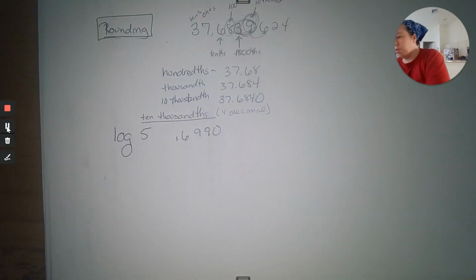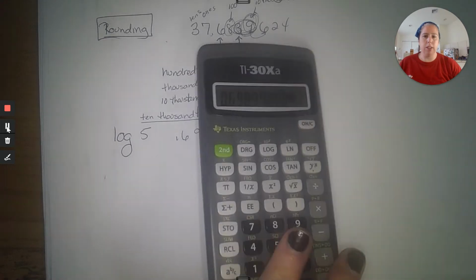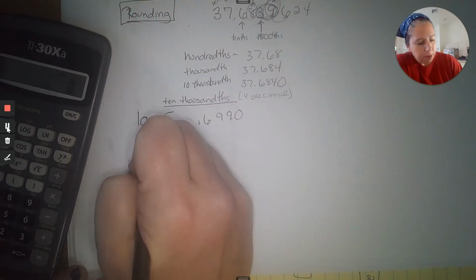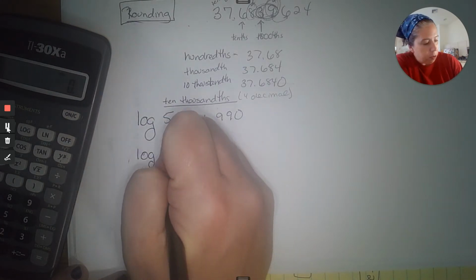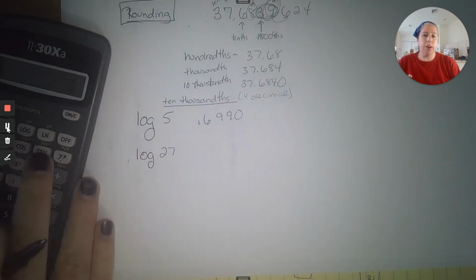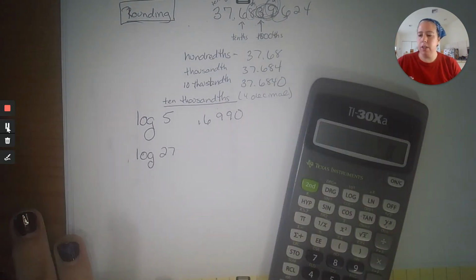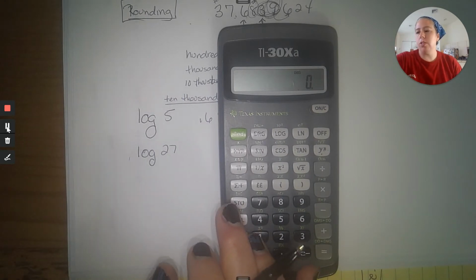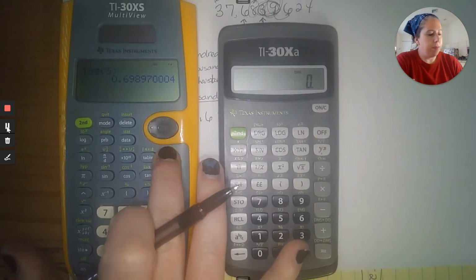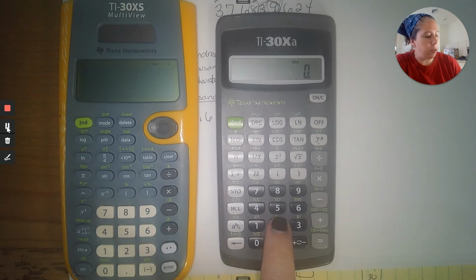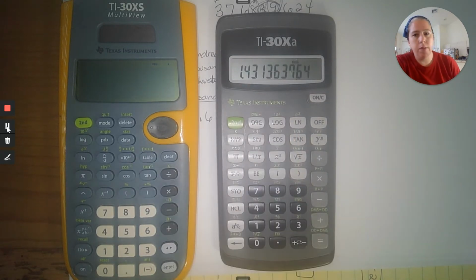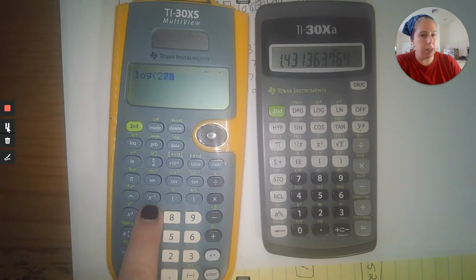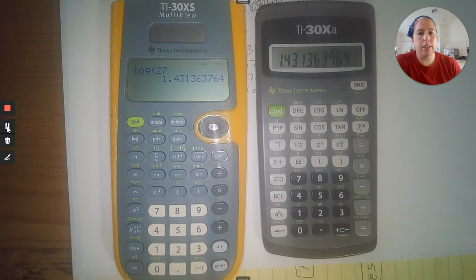All right, so let's try to do 2 more. I'm going to use this one because I like this one. All right, so let's do log of 27. Put it in your calculator, make sure you get the right thing. Actually, I'll use these 2. On this one, we're going to go 27 and then hit log. And on this one, I'm going to hit log first and then I'm going to hit 27. And you guys see they get the exact same answer.